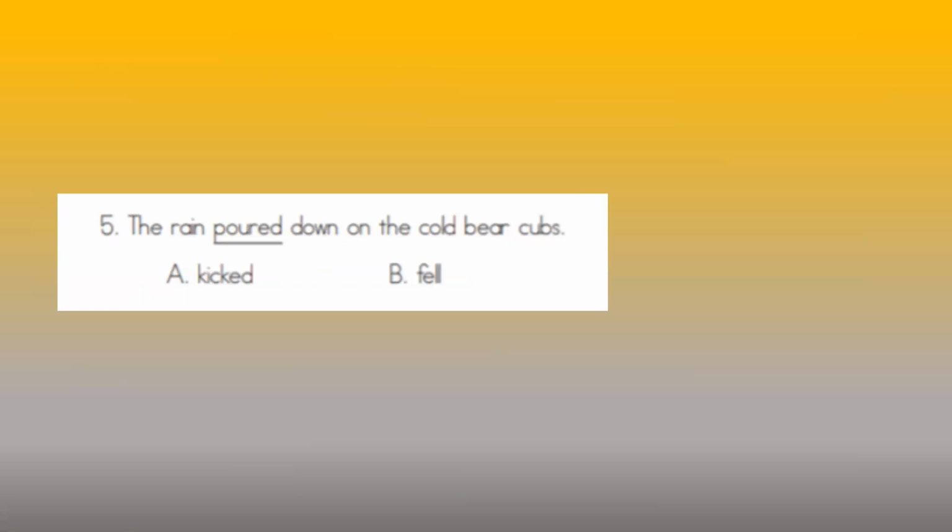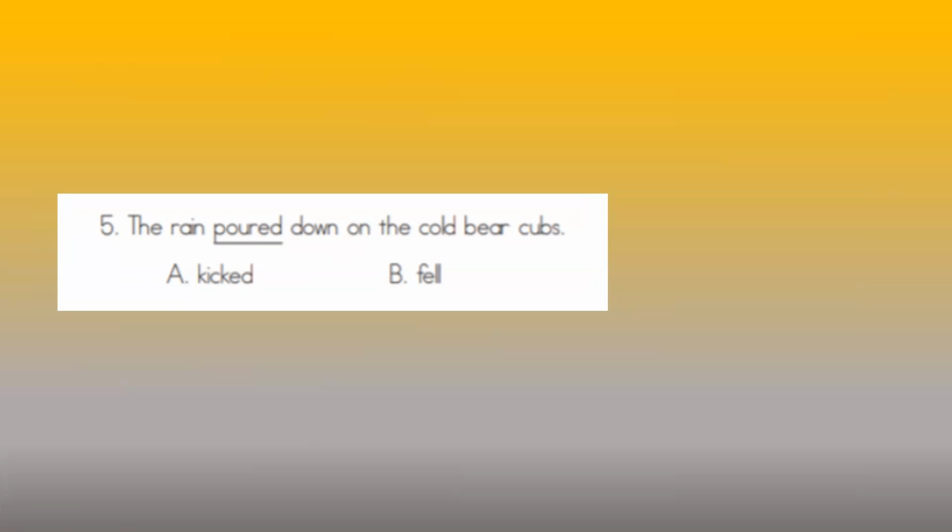The rain poured down on the cold bear cubs. Our unknown word says poured. You may have heard that word before, but let's check which of the choices would make sense in the sentence. Which word would be a synonym for poured? The rain, A, kicked down on the cold bear cubs. Rain and kicking.